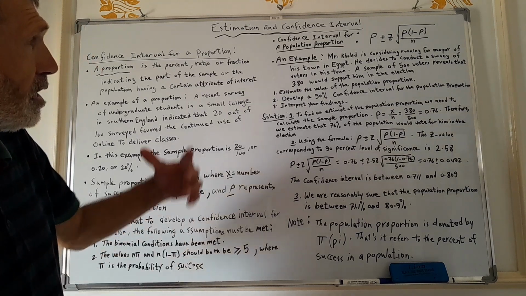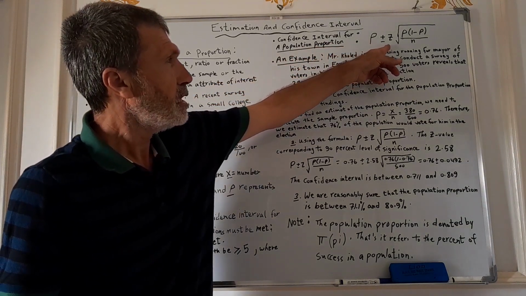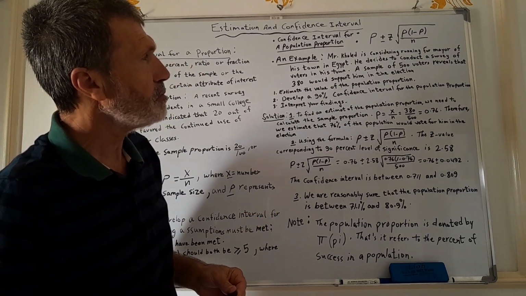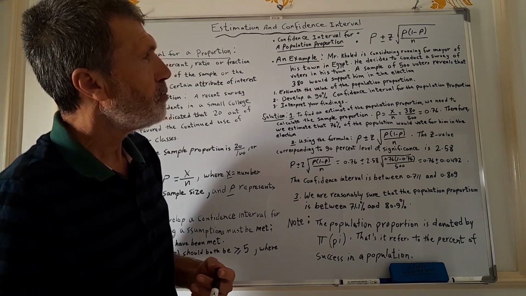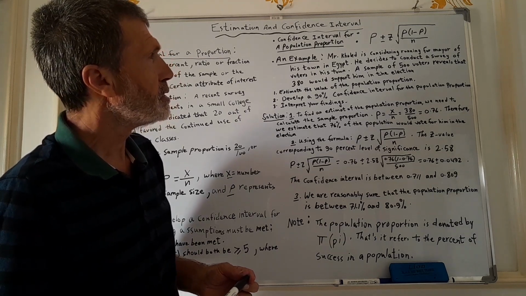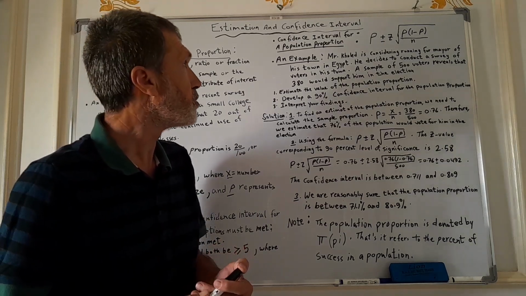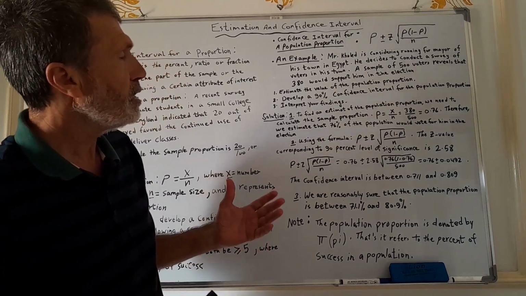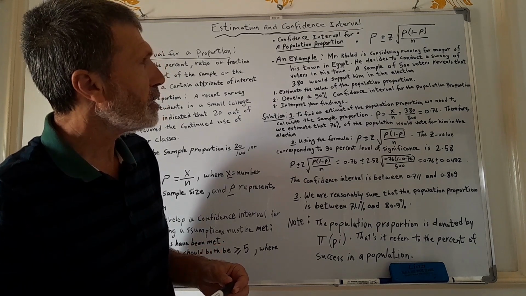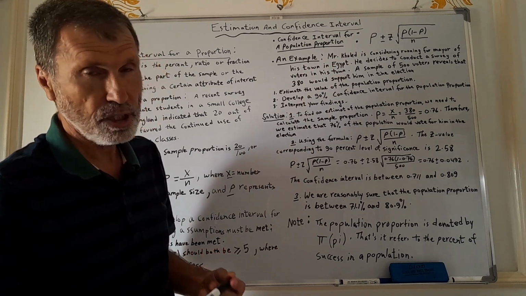Now, the confidence interval for a population proportion is given by the following formula, which is p plus or minus z times the square root of p times 1 minus p over n. This is the confidence interval for the population proportion. Now, let me apply this formula in order to understand the details of using the confidence interval for a population proportion.